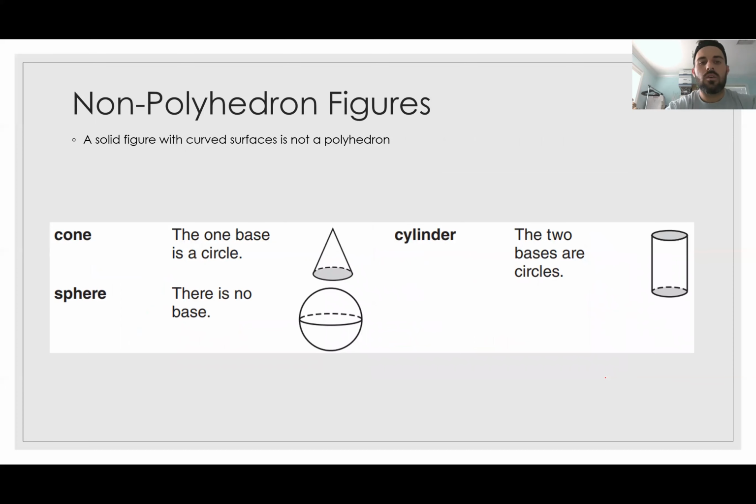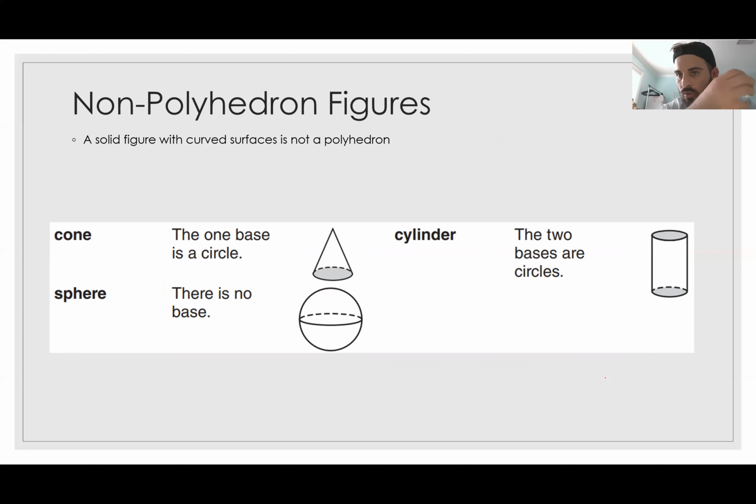Next one. So what happens if a face is not a polygon? Remember that a polygon is when three or more lines come together to create a shape. But a circle, even though we call them shapes, is not a polygon because it doesn't have any sides. So these are called non-polyhedron figures.